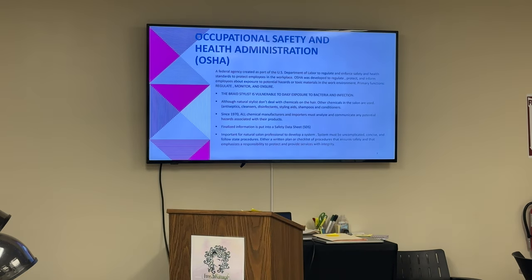It is important for natural salon professionals to develop a system. This system must be uncomplicated, concise, and follow state procedures, either a written plan or checklist of procedures that ensure safety and that emphasizes a responsibility to protect and provide services with integrity.